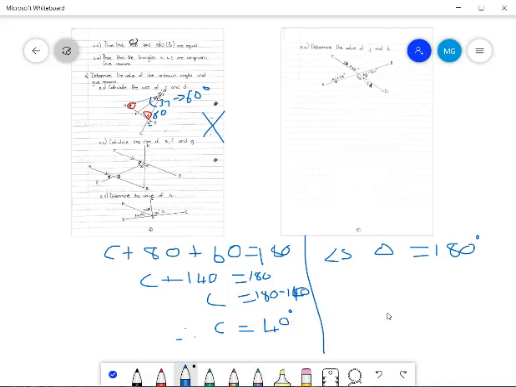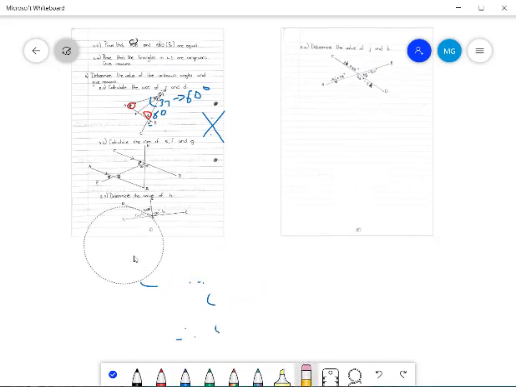Okay, so there you have it. D was 80 degrees and C 40 degrees. And once you've solved those two, you are done with the question. Okay, let's go on to the next one.